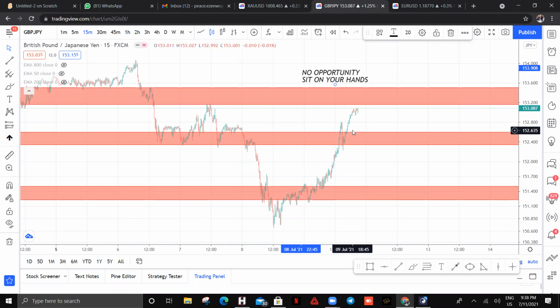Because scalping is even dangerous, because now price is on the resistance zone. This is a resistance zone for price. You need confirmation to know if you're going to take this trade or not.